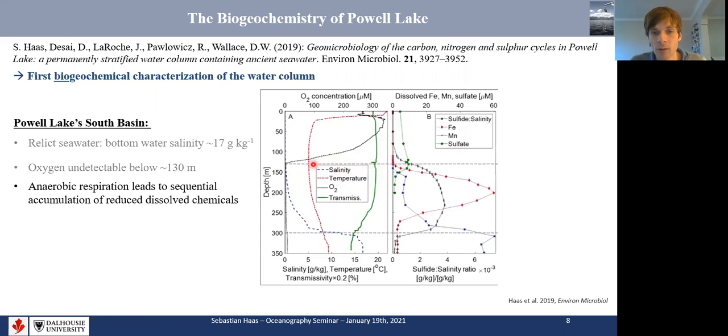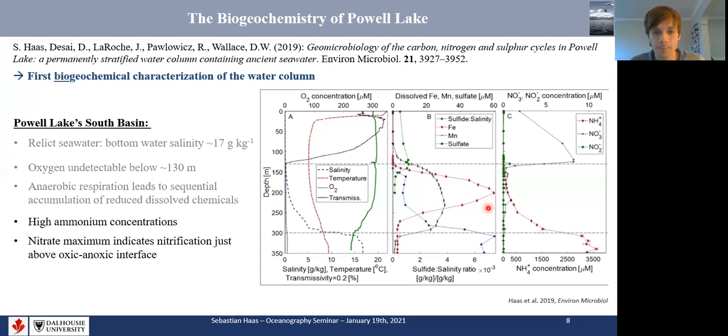And below this oxic-anoxic interface, we see this typical sequential accumulation of reduced dissolved chemicals like hydrogen sulfide and reduced metals that we also see in marine sediments. Due to the same reason, we see it in sediments due to anaerobic respiration processes in the absence of oxygen, like sulfate reduction, iron reduction, and so on.